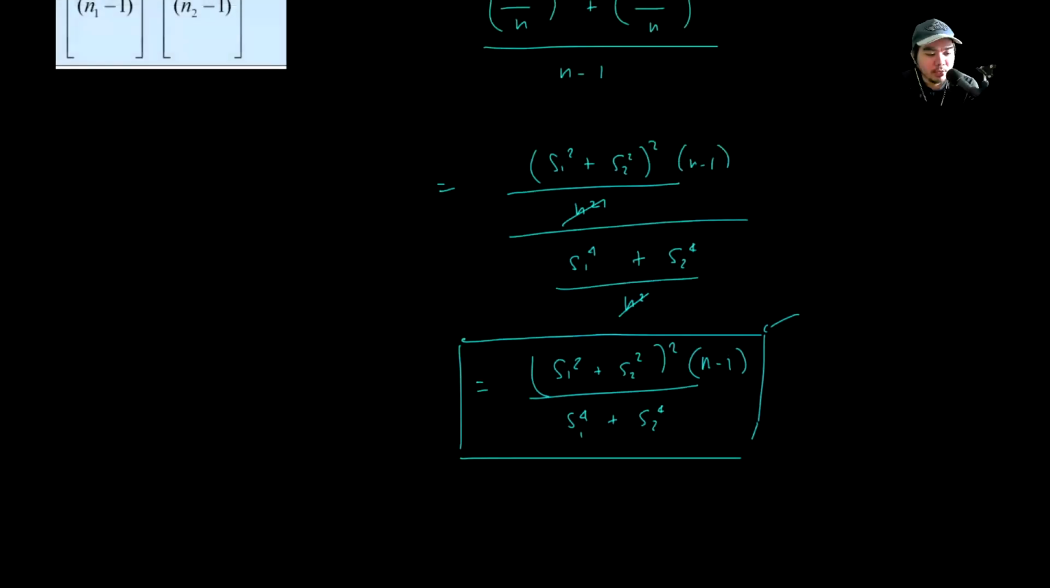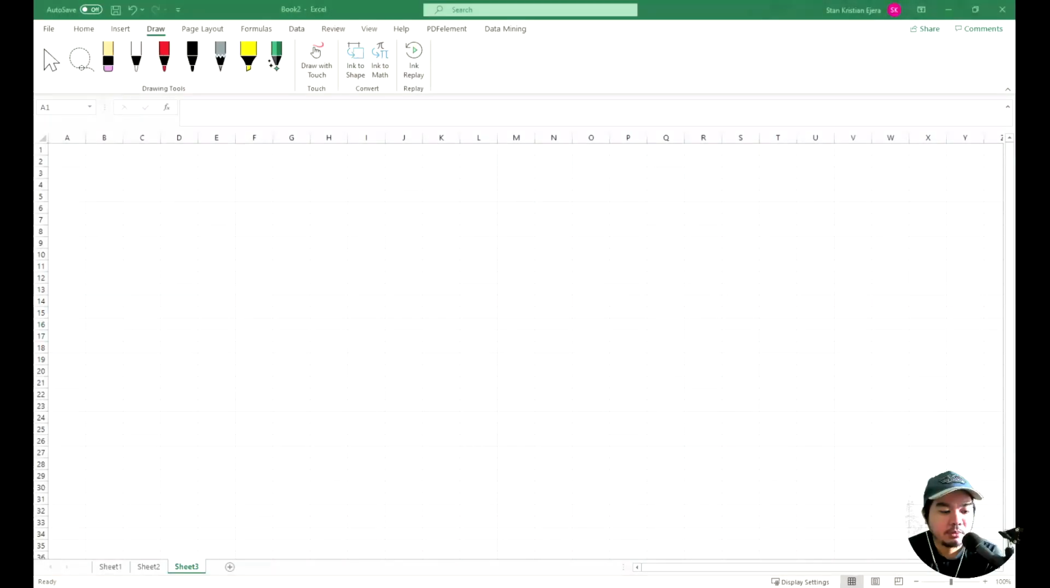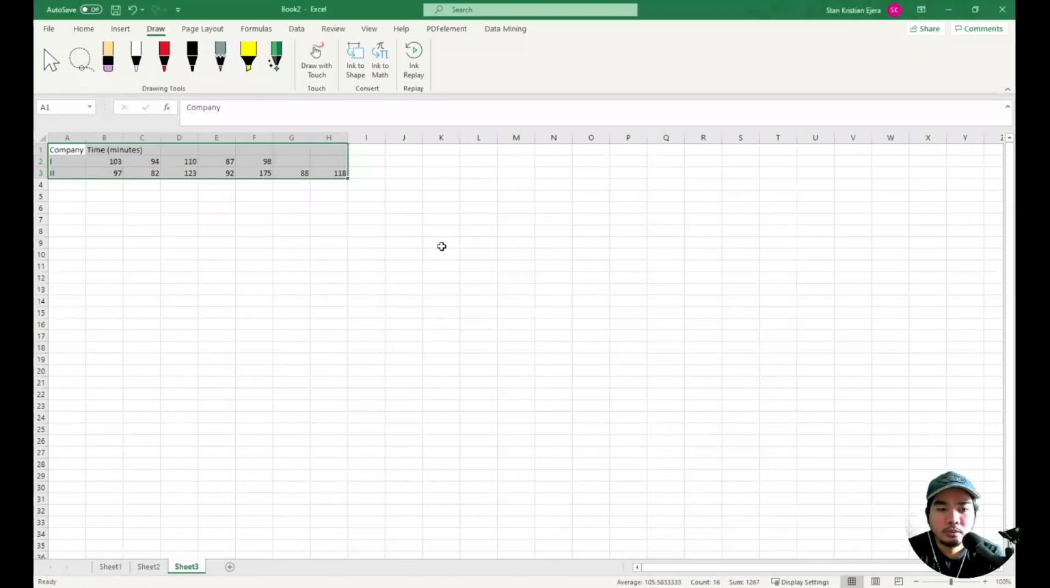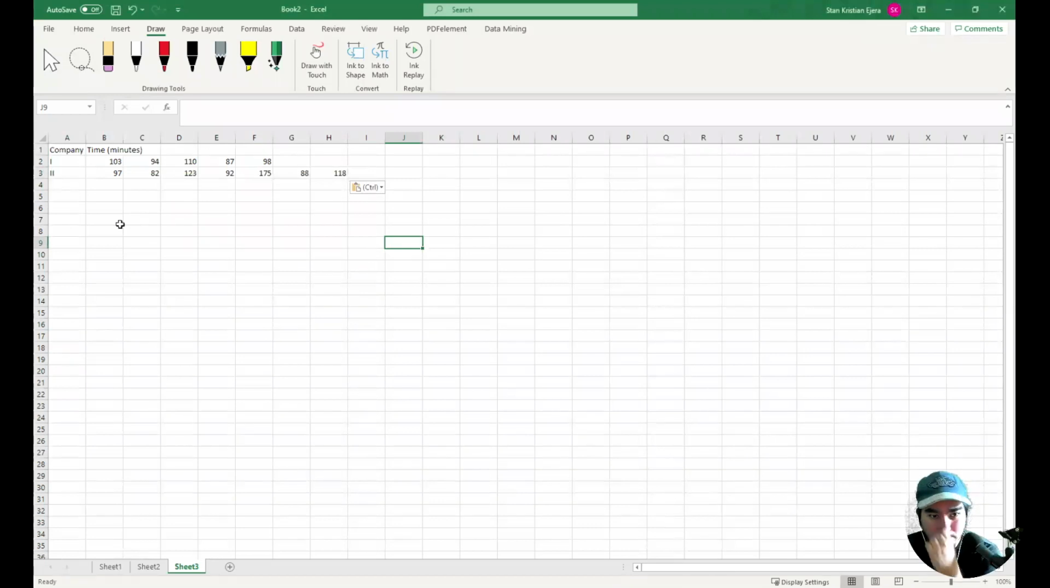So, let's go back to Excel. Now, let me just copy the data set. So there are two data sets. Now, first, what I'll do is compute the point estimators. So let's do standard deviation first.